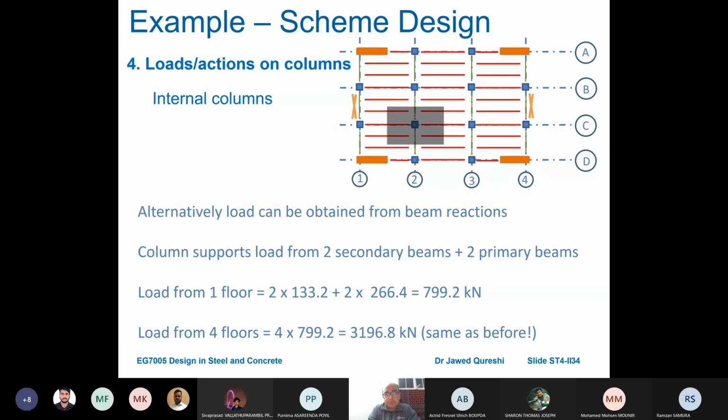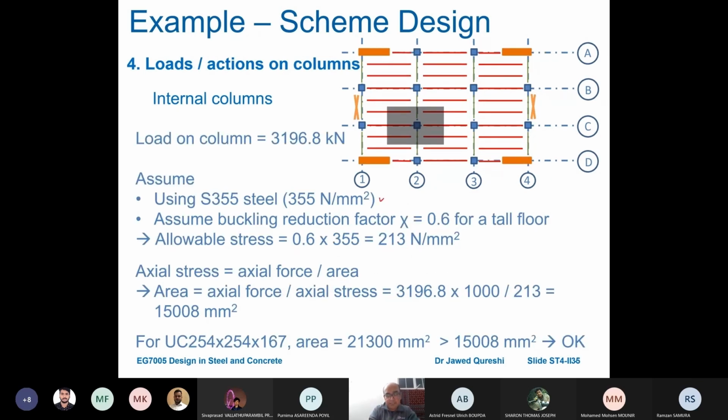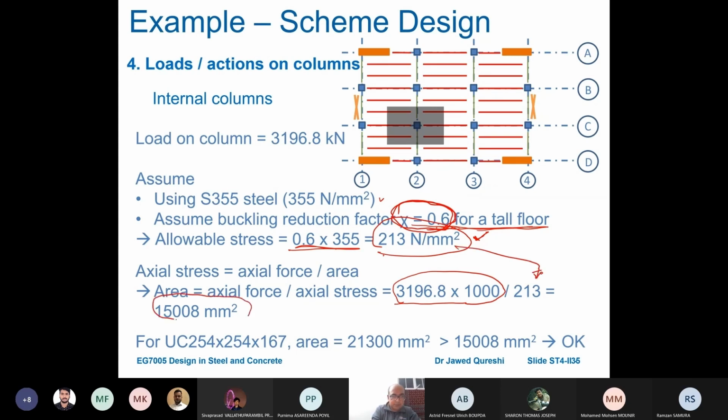Alternatively, load can be obtained from beam reactions. The column supports 2 secondary beams and 2 primary beams, as I mentioned. Using S355 steel, assuming a buckling reduction factor of 0.6 for a tall column, 0.6 times 355 gives me an allowable stress of 213. I will simply use axial stress equals axial force divided by area, and I have this allowable stress. So area is equal to axial force over axial stress. The axial force is the force in the column, converted into newtons, divided by the allowable stress. This will give me the required area of the column.